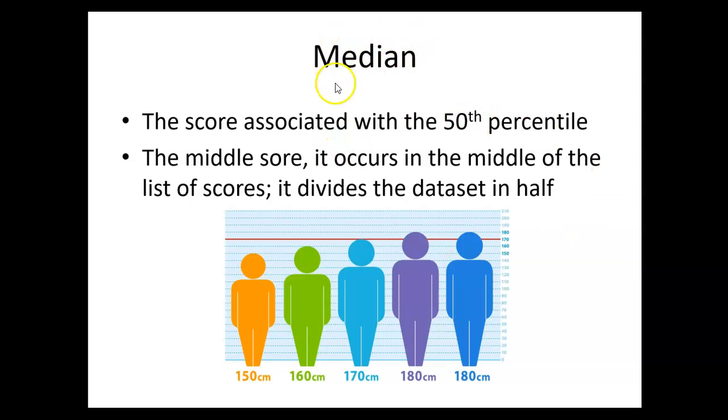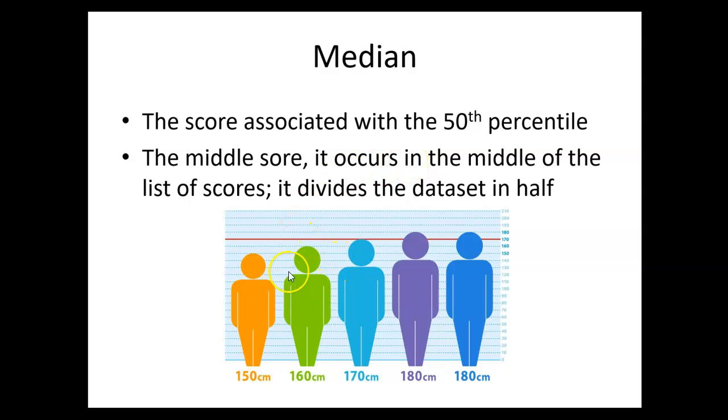The median is the next measure of central tendency, and it's the score that's associated with the 50th percentile. So just think the middle number. The median is the middle score. It occurs in the middle of the list of scores, and it divides the data set in half.